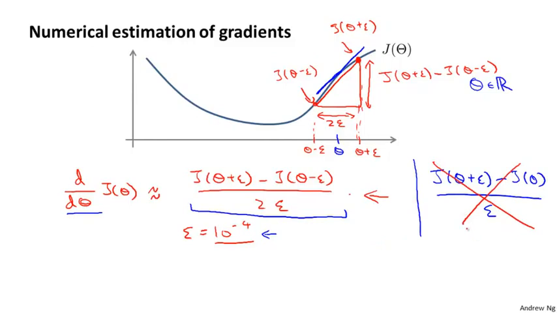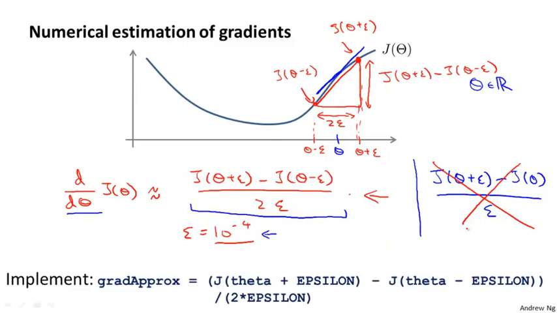So concretely, what you implement in Octave is code to compute gradApprox, which is going to be our approximation to the derivative, as just this formula: J of theta plus epsilon minus J of theta minus epsilon divided by 2 times epsilon, and this will give you a numerical estimate of the gradient at that point. And in this example, it seems like it's a pretty good estimate.